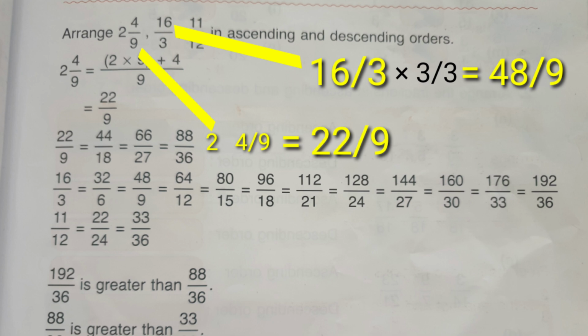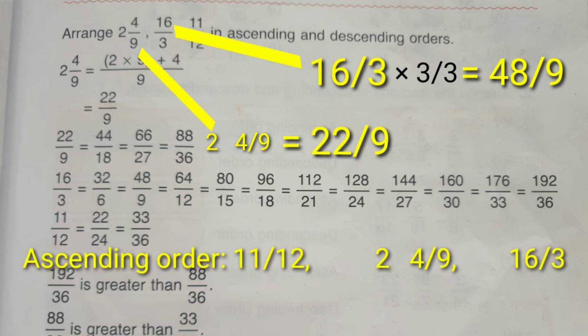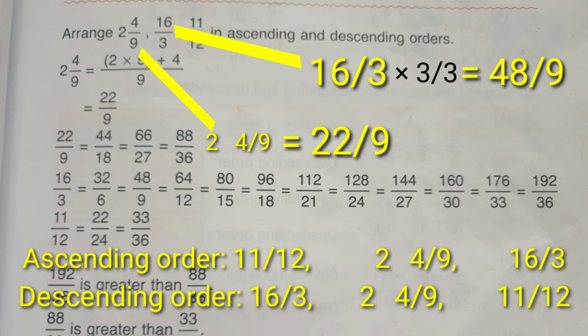You can see now that 22/9 is smaller than 48/9, and 22/9 is the next fraction after 11/12. So if we arrange these fractions in ascending order, it should be 11/12, 2 and 4/9, and 16/3. That's our answer. Arranging in descending order, we have 16/3, 2 and 4/9, and 11/12.